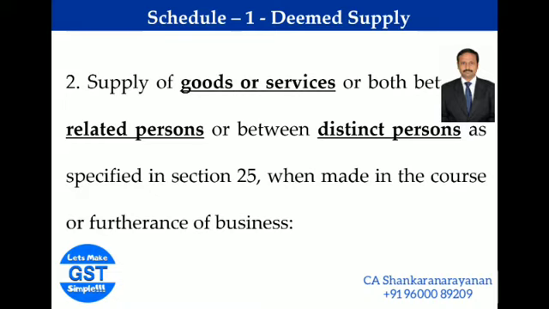So we have to identify who are those two people, who is a related person, who is a distinct person. Then when we are doing a transaction with those related persons or distinct persons, we need to identify if it is done without consideration, can the department say that it is a supply at a later point of time.